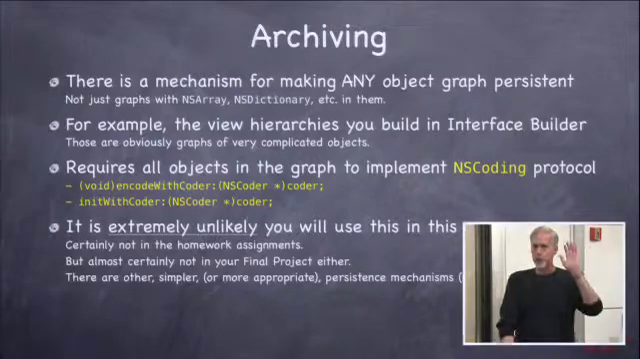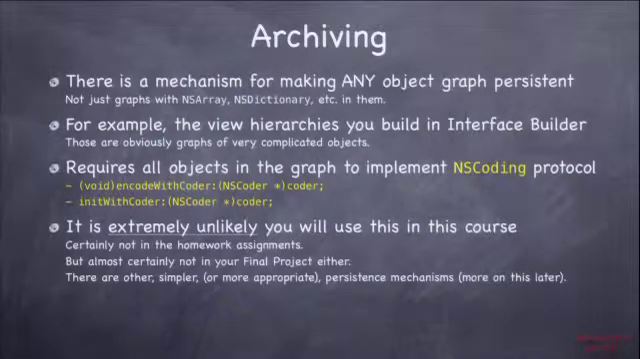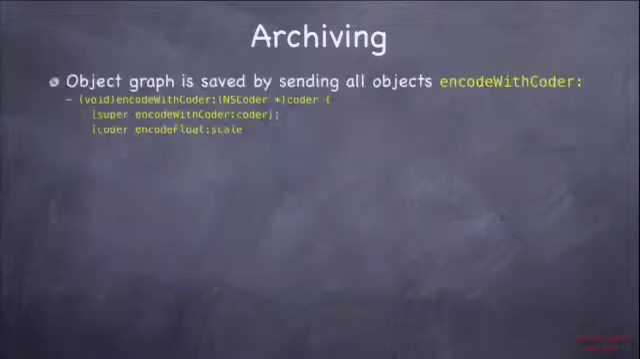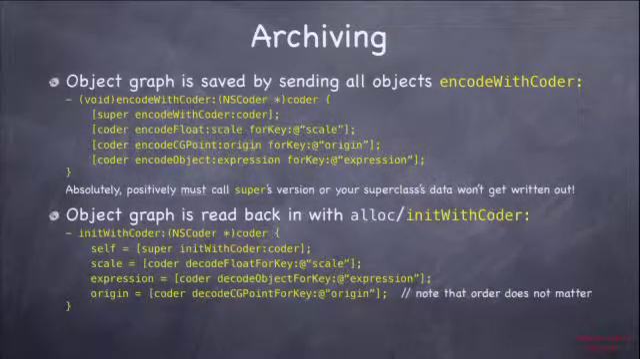Like I said, it's extremely unlikely you'll use this in your course. You definitely won't use it in the homework assignments, almost certainly not in your final projects either. But here's what encode with coder and init with coder might look like. So let's say this might be a graph view or calculator graph view or something. And so encode with coder, the first thing it does is call super's encode with coder so that your superclass gets encoded. And then it just encodes all the properties of this object necessary to reconstitute it, right?